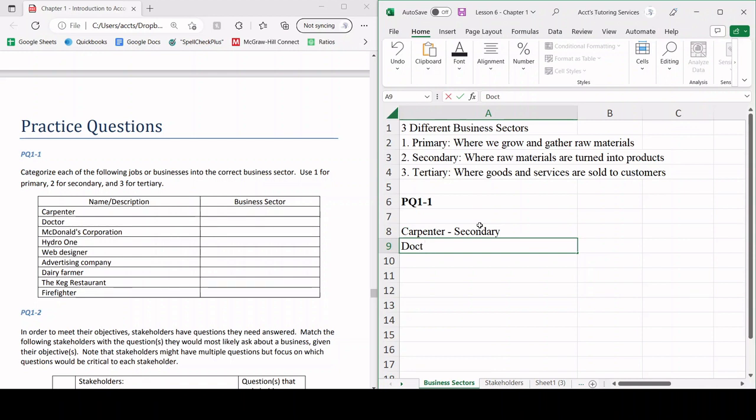The next one is doctor. This one is going to fall under the tertiary sector because the doctor is providing a service. It's the end service. The next one is McDonald's Corporation. This one is also going to be in the tertiary sector because once again, they're providing an end service, right? So a restaurant is an example of a tertiary business.